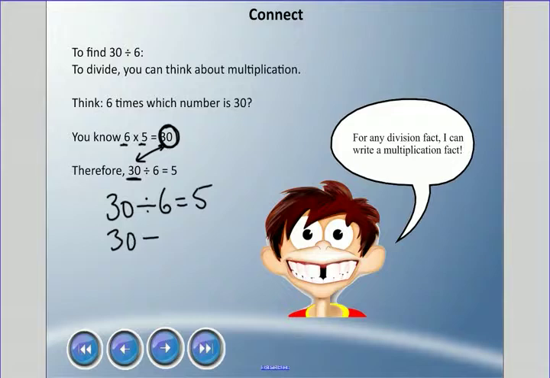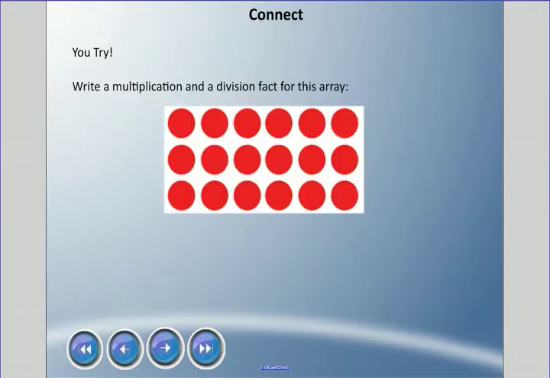We could also have done, I know the question doesn't reflect this, but we can alternate those as well. And you could say 6 times 5 equals 30, and you could also say 5 times 6 equals 30. So really 4 facts come out of this. But please remember the product and the dividend are the same number. I'm going to get you to try one.